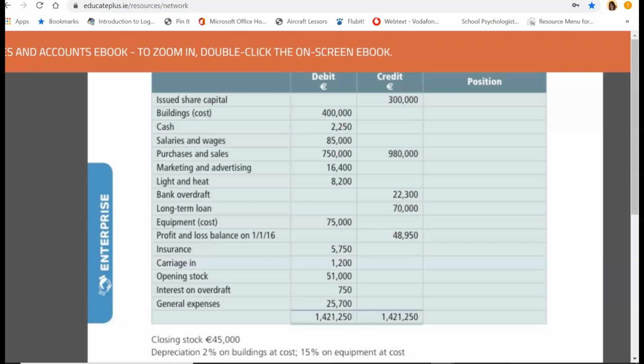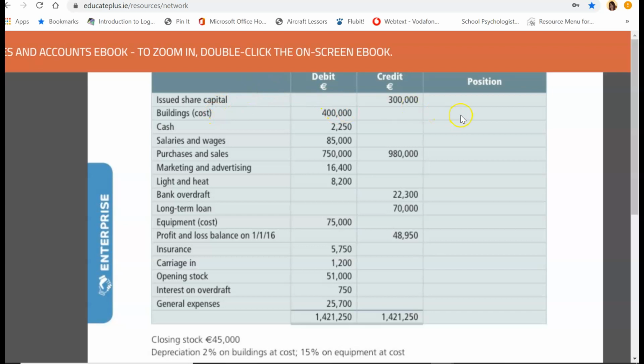Now, I can't write on this page, unfortunately, but we can follow the arrows and see what we're talking about. So down along the trial balance, in the position column here, you want to write where each of these items are going to go, or which account that they're going to go into. Okay, so the first thing we have is issued share capital, and that's going to go into the financed by section.